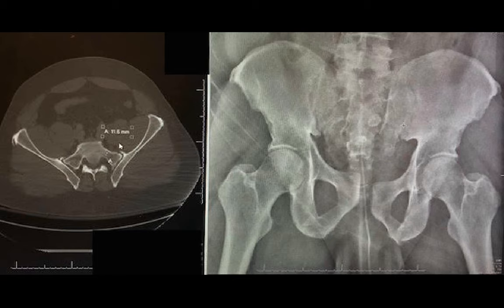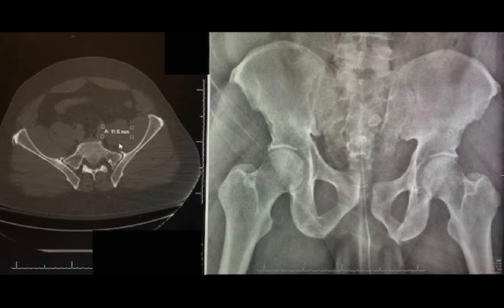You see that the SI joints, which are over here and over here, are not quite symmetrical, and then the iliac wings are not the same width, which speaks to the external rotation of this iliac wing as the SI joint opens wide. So you're suspecting an injury both to the front and the back.